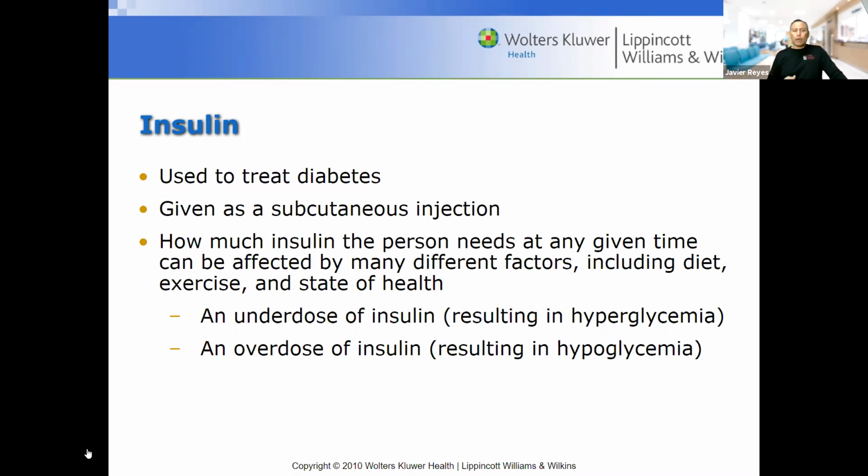Lantus or the Levemir. It's very common here in the Valley. Almost every other person takes insulin because they have diabetes. So again, those are the 3 kinds of insulin.